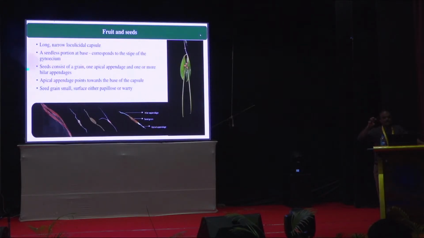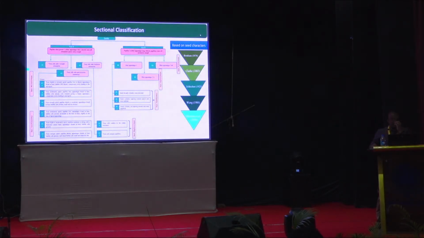And again, the individual seed consists of three parts. The grain is there, and an appendage around the apical side. What is seen on the hanging side is called the apical appendage. The one that is attaching to the fruit is called the hilar appendage. And here, the number of hilar appendages, the nature of the ornamentation of the seed grain, as well as the apical appendage are very diagnostic, especially for classification at the genus and sectional level. So this is a sectional classification.